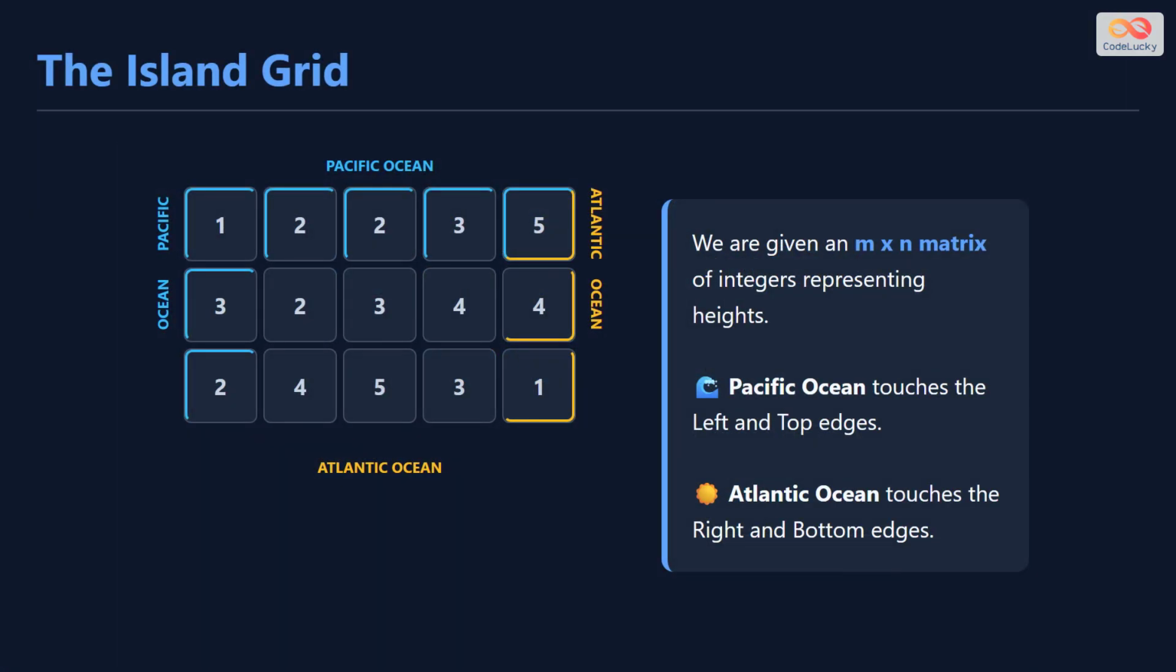Let's first understand the setup. We are given a rectangular grid of numbers. Each number represents the height of the land at that cell. Imagine this is an island. The left and top edges touch the Pacific Ocean. The right and bottom edges touch the Atlantic Ocean.